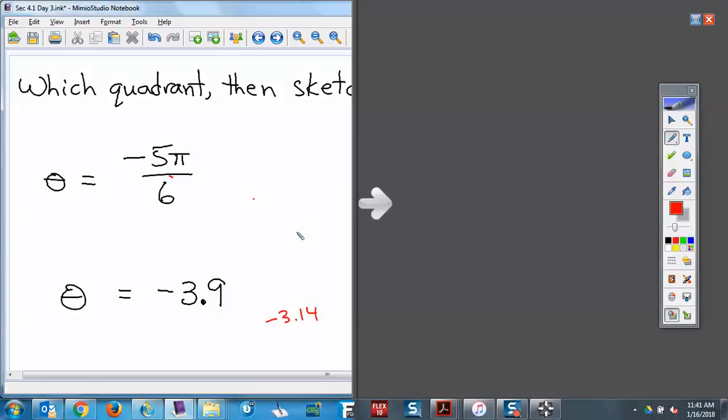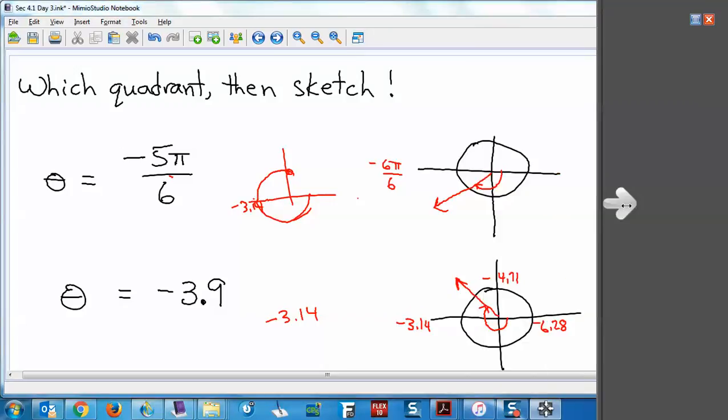Now again, what comes to mind for me is negative 3.14. If I go negative, I'm going to come around here to 3.14. If I keep going, what's the one up here? If I come around to here and then up to here, that's 4.71. Well, I'm short of that, negative 3.9. So I'm past negative 3.14 as I go around, but I'm short of 4.71. So it's going to be up here in quadrant 2 somewhere.